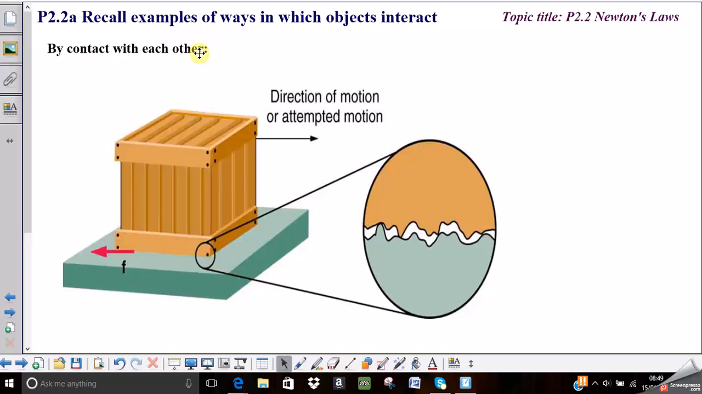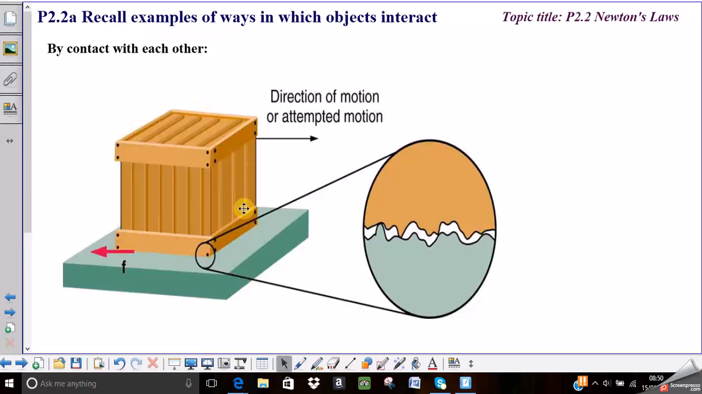By contact with each other, we have a crate that's sitting on a horizontal surface, and if we zoom out to that specific place, on the bottom we see that the brown part is the crate, the blue part is the surface, but they're not perfectly smooth. So that means when they are in contact with one another, it's not going to be super easy to move them, because there is friction. Now, if you're pushing the crate to the right, that's the direction of motion or attempted motion, and then there will be a force of friction going to the left that will maybe prevent this crate from moving.